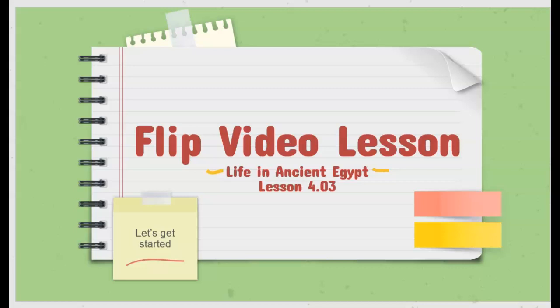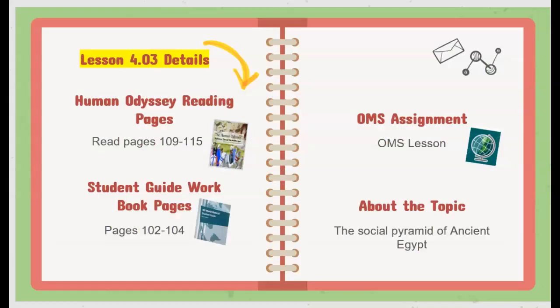And welcome to our flip video lesson, Life in Ancient Egypt, lesson 4.03. There are 2 parts to this lesson. Your Human Odyssey reading pages for the first part are pages 109 to 115, your student guide workbook pages 102 to 104, your OMS assignment is just your lesson, and then about the topic, the social pyramid of ancient Egypt.